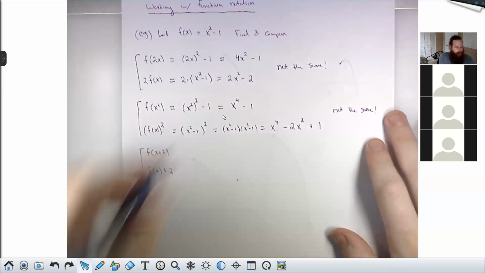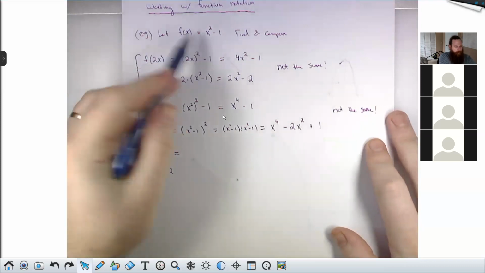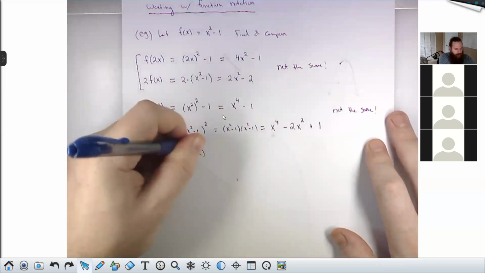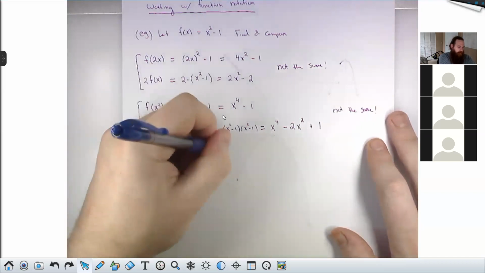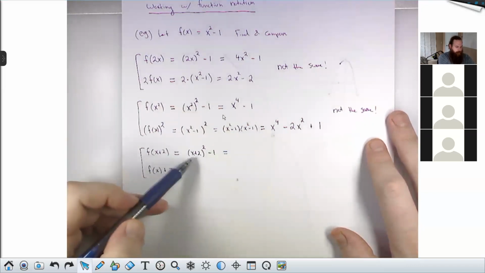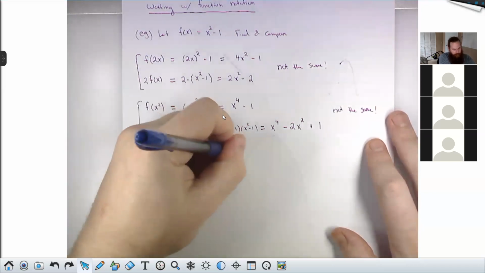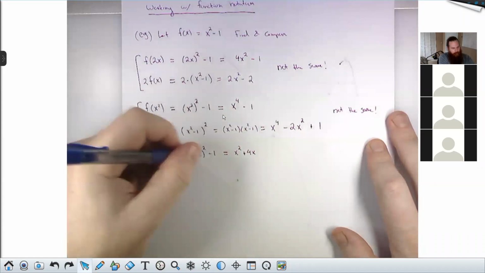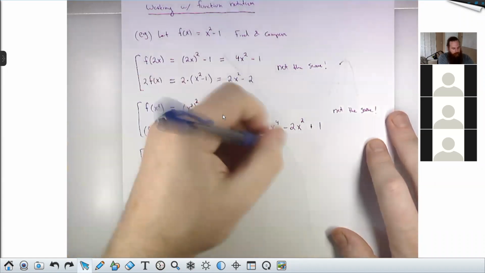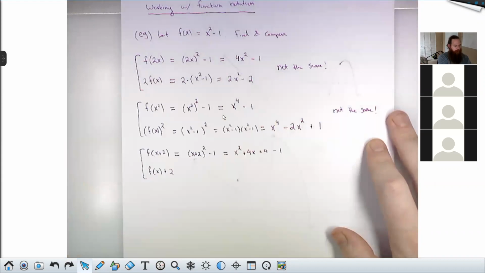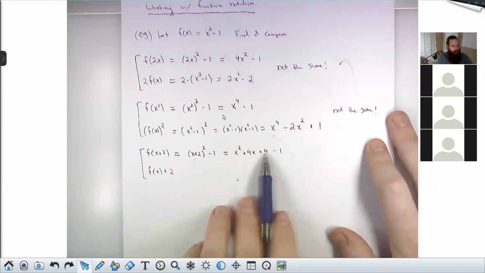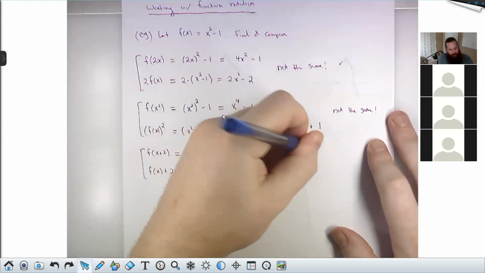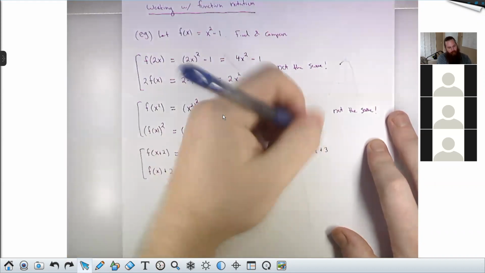For this last guy, f of x plus 2, I'll come in here and everywhere there's an x, I'll write parentheses x plus 2 instead, so that'll be x plus 2 squared minus 1. And here I should FOIL, so this will be x squared plus 2x plus 2x, which is plus 4x. And my lasts are plus 4. And then I've got my minus 1. And then there's some like terms I can combine. The plus 4 and the minus 1 here make a plus 3. So this is x squared plus 4x plus 3.